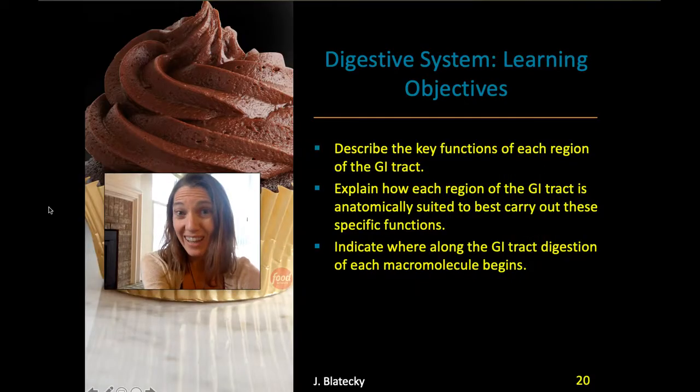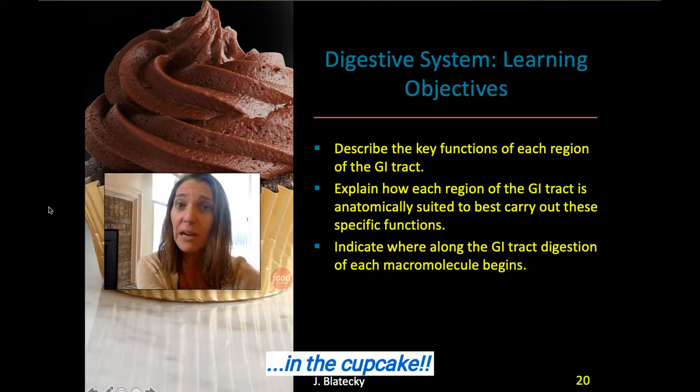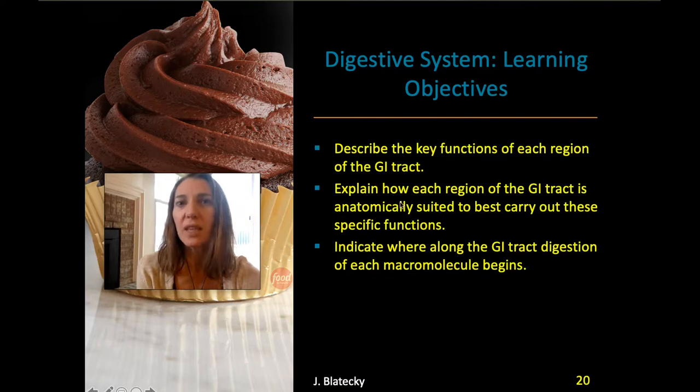Coming back to our key learning objectives, hopefully you can walk through now and check yourself. What are some of the key anatomical adaptations in the stomach that allow it to be good at mechanical digestion? What sorts of chemical digestion do we see here? Where do we see lipids begin to be broken down? Where do we see carbs begin to be broken down? And where do we see proteins begin to be broken down?